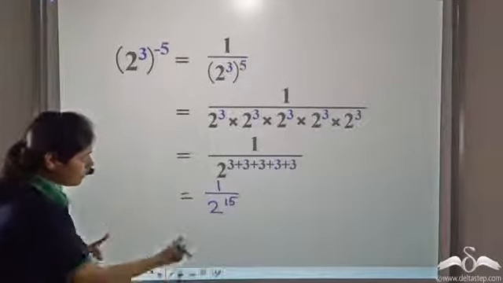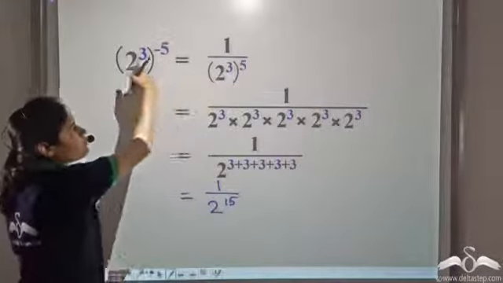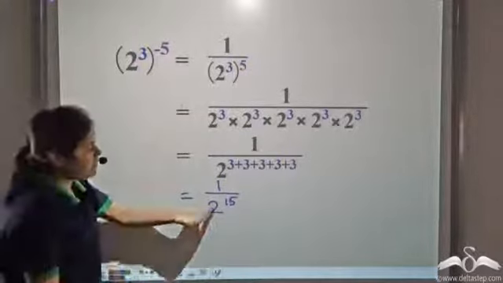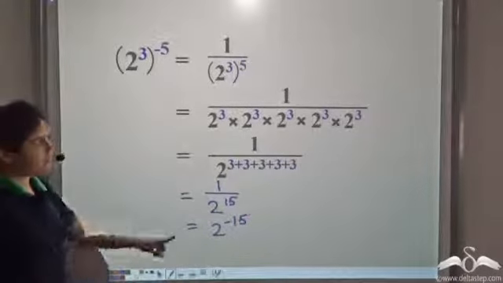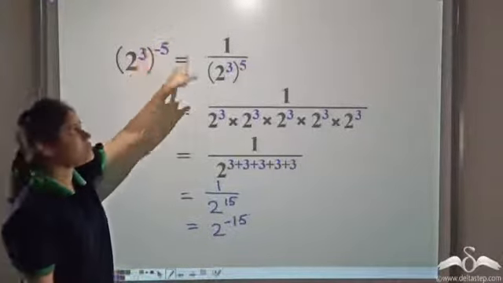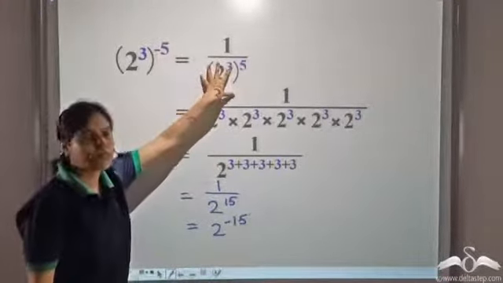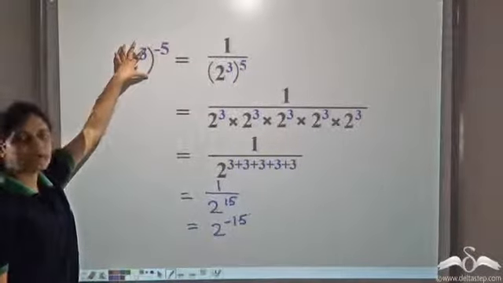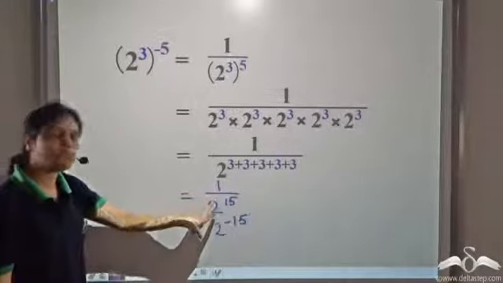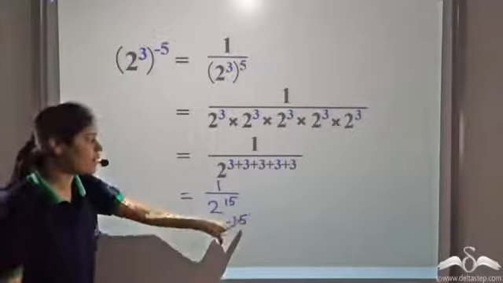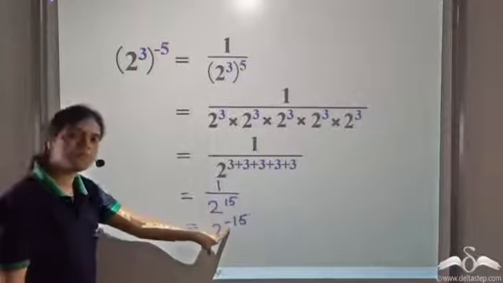Now again, we need to bring it to 2 to the power something. So we can do the reverse of what we have done here. We can write it as 2 to the power negative 15. Because if the power is negative, we can take it to the denominator and change the sign. If we have 1 by an exponential number, we can take it to the numerator and change the sign. That is what we have done here. We have 1 divided by 2 to the power 15. So we take 2 to the power 15 to the numerator and change the sign of the exponent. So plus 15 becomes negative 15.